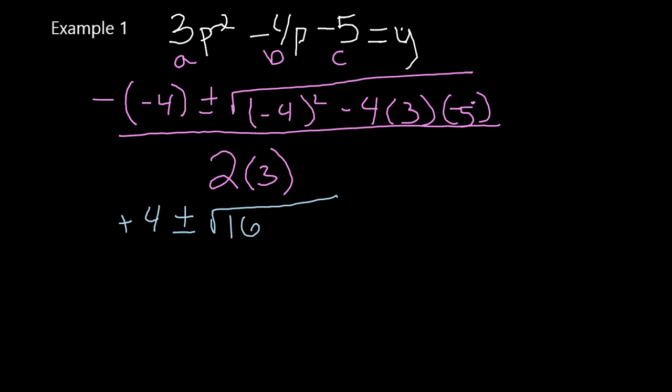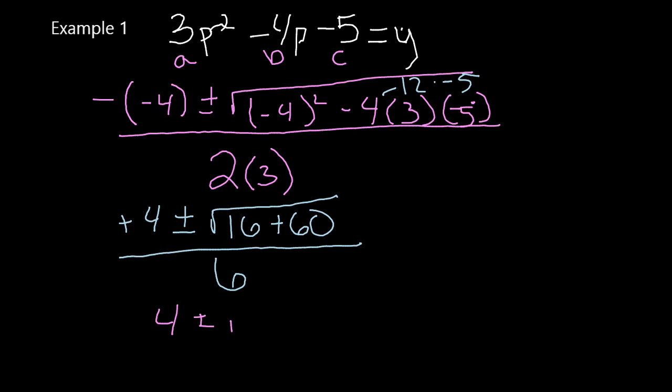Once I do that, we're going to break down this piece right here. We have a negative 4 times 3 times negative 5. So negative 4 times 3 is a negative 12 times negative 5, which would give us a positive 60. Then we make our fraction bar and we do what's underneath. 2 times 3 is 6. So now we're going to simplify the square root further. So we have a positive 4 plus or minus the square root of 76 over 6.